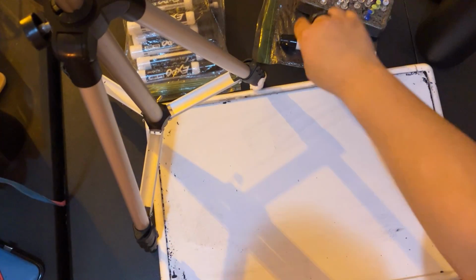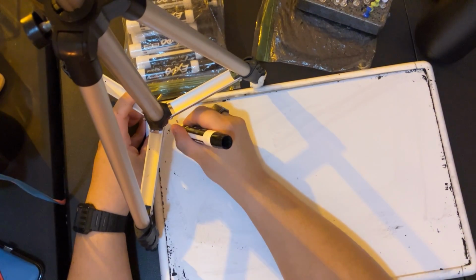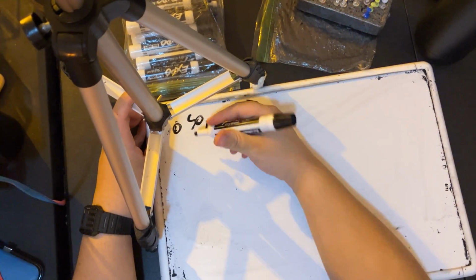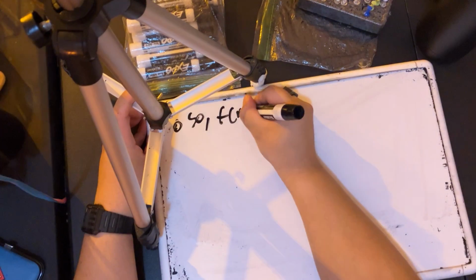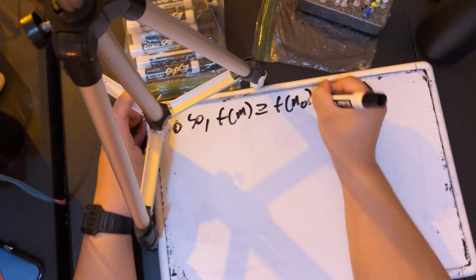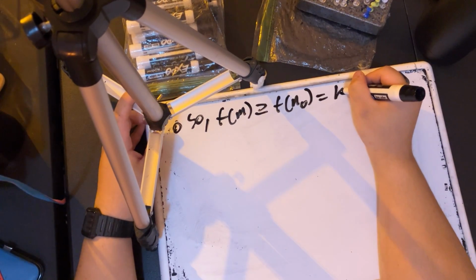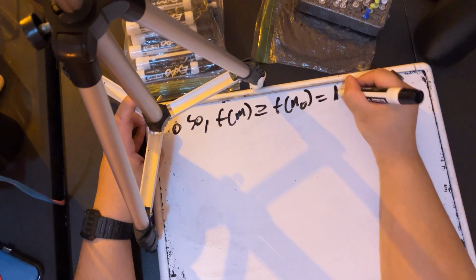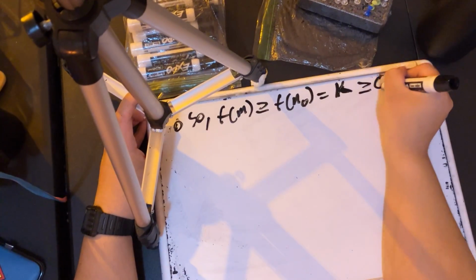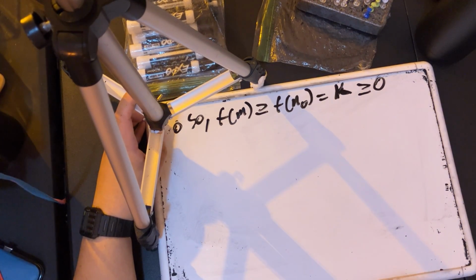Okay, so with that in mind, we can say f of m is greater than or equal to f of n naught, which is equal to k, which is greater than or equal to 0. Some k greater than or equal to 0.